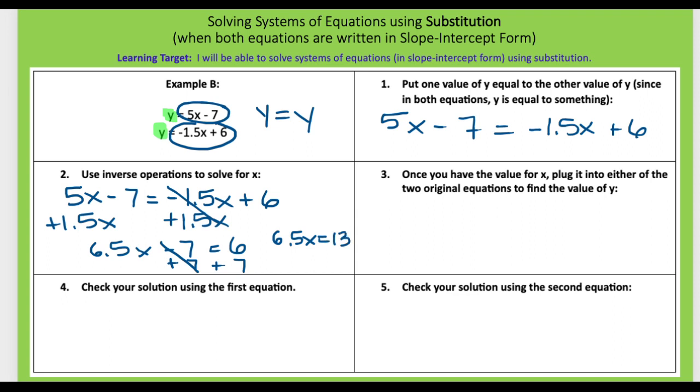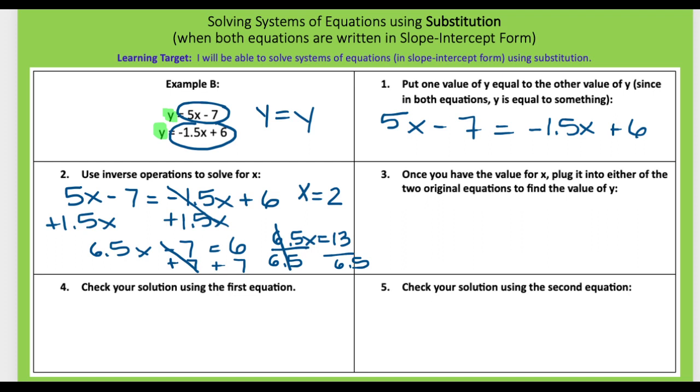My last step in solving for x would be to divide both sides by 6.5. 6.5 divided by 6.5 is just 1x, and 13 divided by 6.5 is 2. So I got x is equal to 2. That's only half of the solution. Now I need to figure out the value of y.